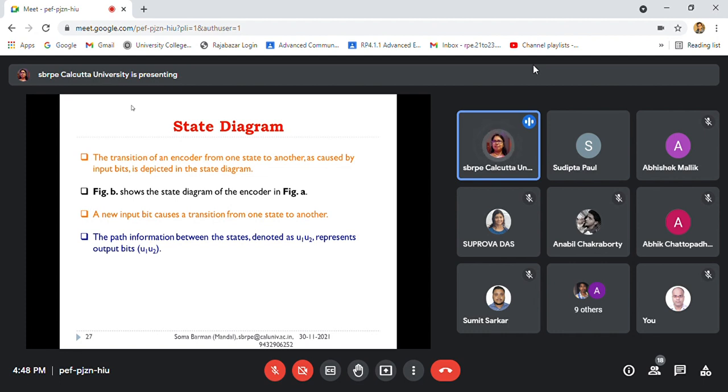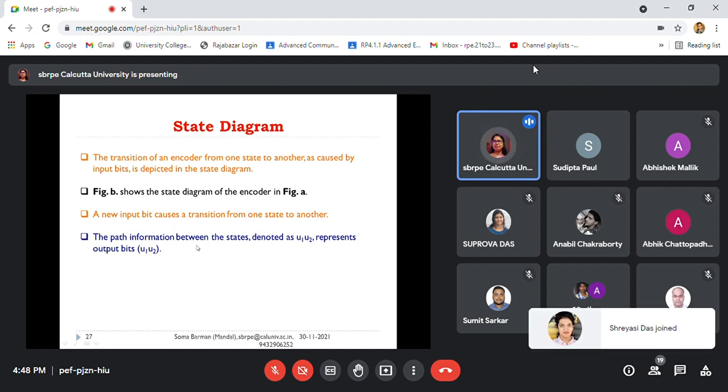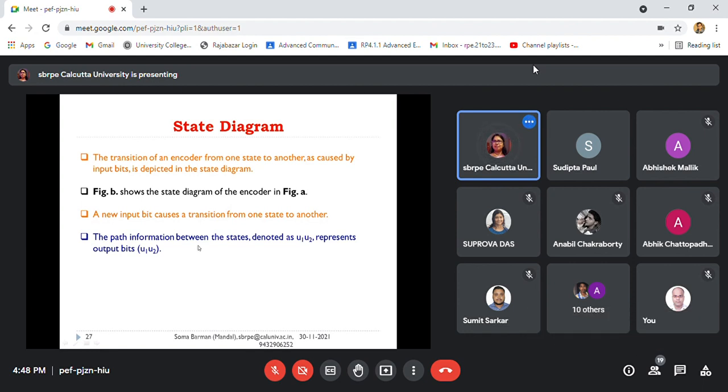Depending on each state, suppose the states A, B, C, D, the state transition A to B or A to C or B to C or B to D will depend on the input bit. Whatever input bit is coming into the input of the encoder will determine the state transition. So a new input bit causes a transition from one state to another. The path information between the states is denoted U1 and U2, representing the output bits U1 and U2.